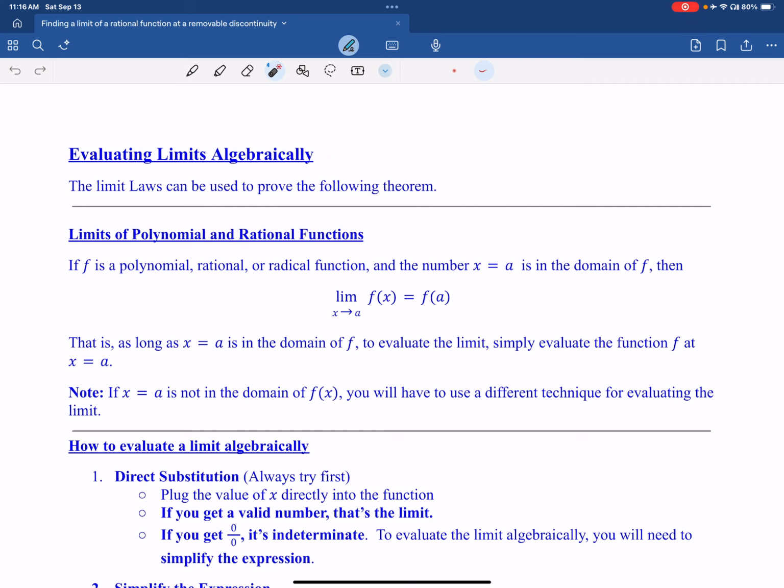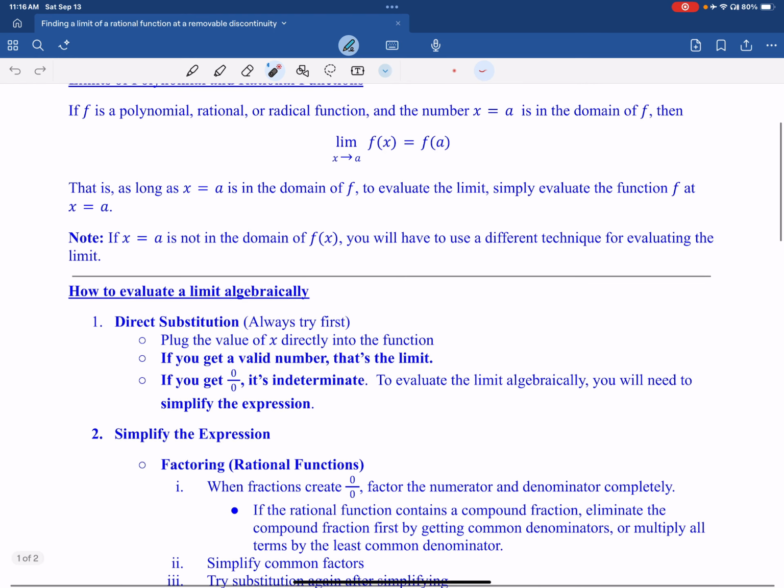If you remember, if we have a polynomial, rational, or a radical function, to evaluate that limit at a point, first thing you should do is try plugging that point directly in. That's called direct substitution. If direct substitution works, if you get a number, that's the number. If you get 0 over 0, that's indeterminate form. Again, you're dividing by 0, so that means the function is not defined at that point. But with limits, it doesn't matter what happens at that point, it matters what happens near that point.